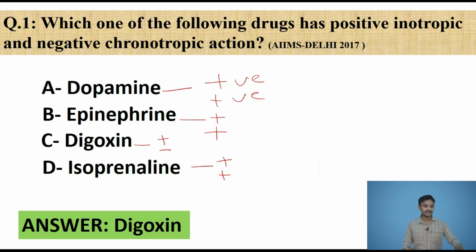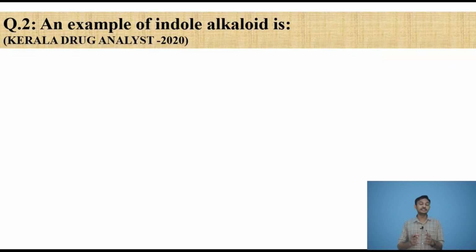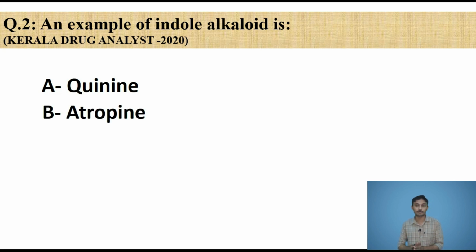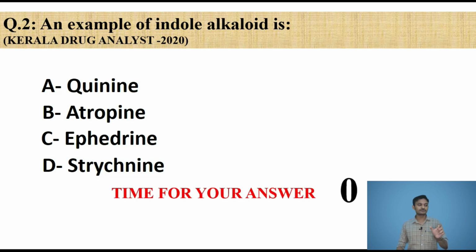Now we are moving to the next question, question number 2. An example for indole alkaloid is, an example for indole alkaloid. This question was there in the Kerala Drug Analyst question paper on 2020. Options are option A quinine, option B atropine, option C ephedrine, and the last option, that is strychnine. Which one of the following has the indole alkaloid? It's your time to write the answer. Hope you got the answer.